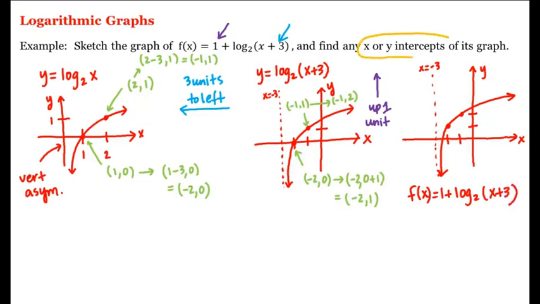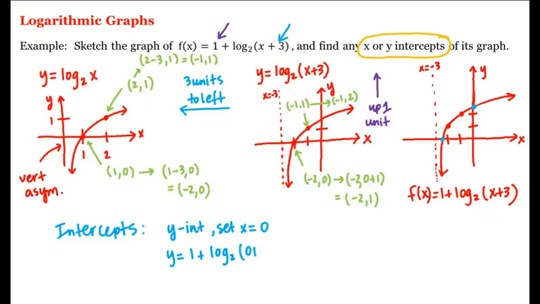Now we're also asked to find any x or y intercepts. And looking at our graph, we have an x-intercept here and a y-intercept here. So let's find out what these values are. Now to find the y-intercept, we set x equal to 0. That is, we have y = 1 + log base 2 of (0 + 3), or y = 1 + log base 2 of 3. This is the y-intercept. Therefore, the y-coordinate of this point here is 1 + log base 2 of 3.